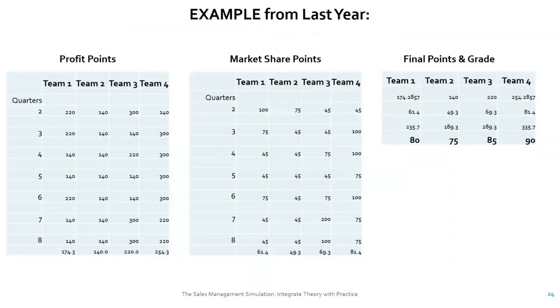So what did that look like? This is a snapshot of 4 teams from last semester. You can see how these broke down when they came in first, second, third for both. Also, you may come in first for profit and last for market share. So those are 2 things you're trying to balance.